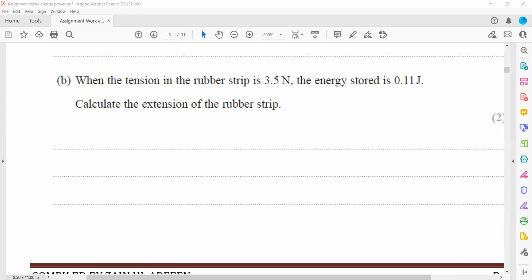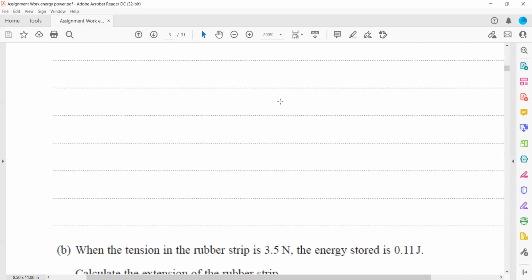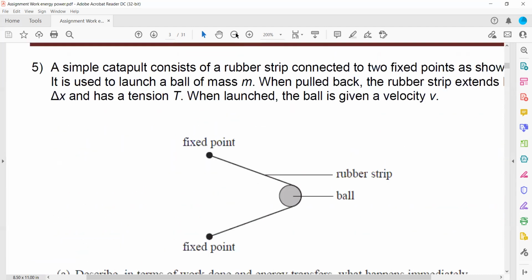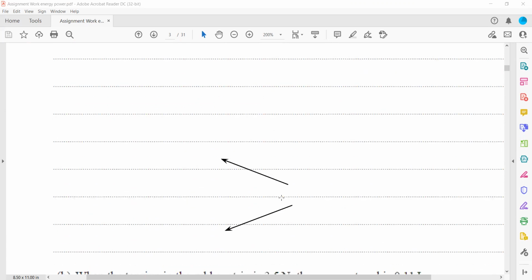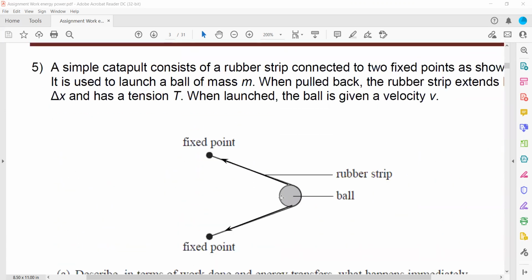We know the work done is equal to force into distance. So the tension in the string, like this part of a string and this one as well. What is the tension in this string? That is given as 3.5. So this is 3.5 Newton and this is also 3.5 Newton.